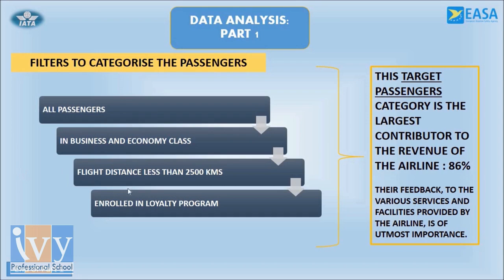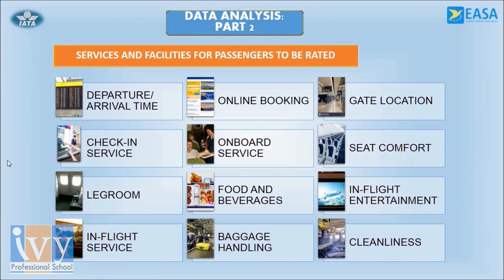So now that we know that 86% of the passengers are the largest contributors to the revenue of the airline, we have concluded part 1 and we are going to move on to part 2 of our analysis. Now we are moving ahead to part 2. This would be dealing with the ratings given by the major passenger category who are traveling with this airline. But before we go ahead, I want to first make sure that you understand all these services and facilities that are given to the passengers.